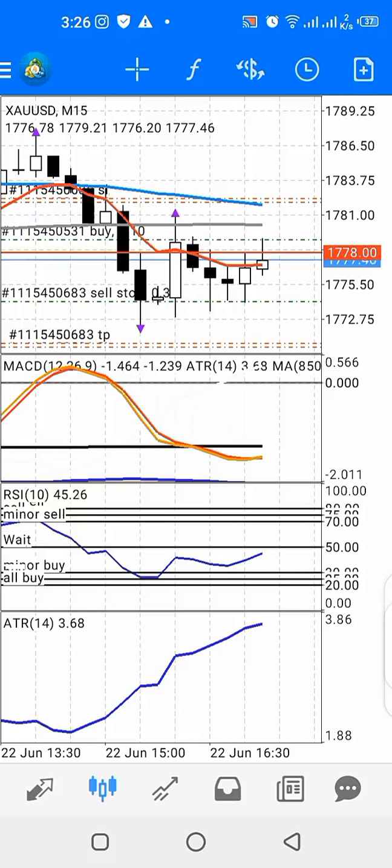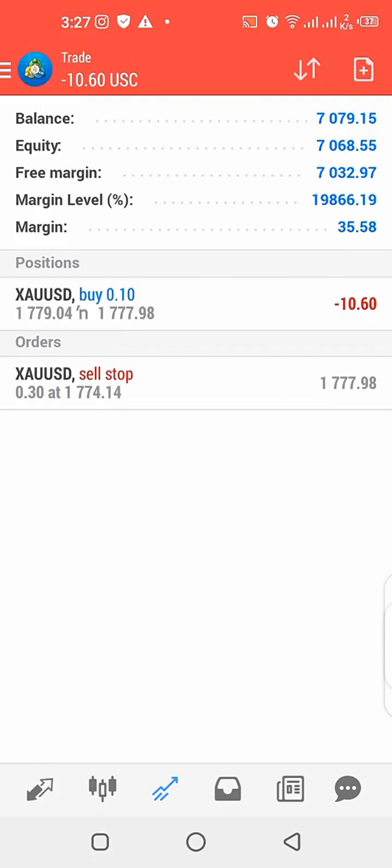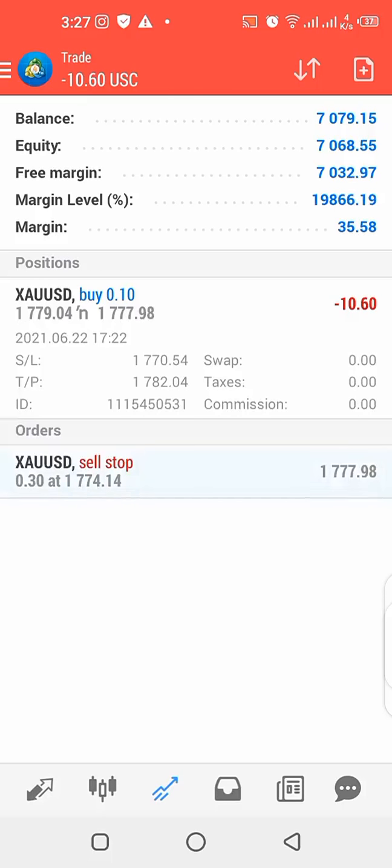The Grail Hedge Strategy is a very good strategy. You can use it to trade gold. You can use it to trade forex assets such as EUR/USD, GBP/USD, USD/JPY, USD/CAD, and other forex assets. Then you can use it to trade indices, synthetic indices such as the volatility index.